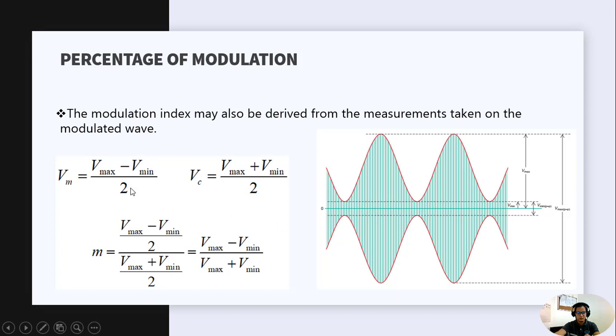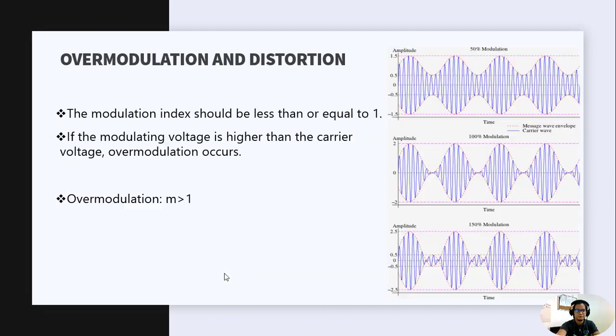So if we're going to use this and substitute it dun sa ating equation, di ba? Ang M natin is Vm over Vc, and Vm is Vmax minus Vmin over 2. So ito siya sa taas. Divided by Vc, ito yon, Vmax plus Vmin over 2. So we will be getting this equation. The modulation index pala is simply Vmax minus Vmin over Vmax plus Vmin. Okay, so tandaan po natin yan. And from there, if you multiply that by 100, then it will be the percentage of modulation.